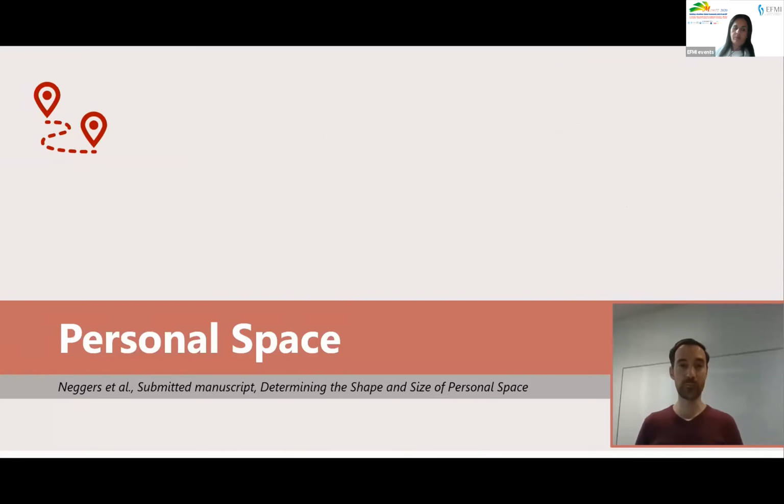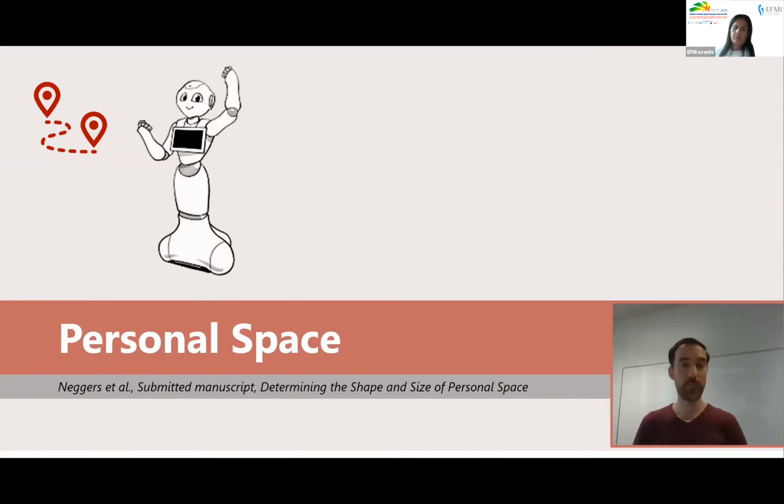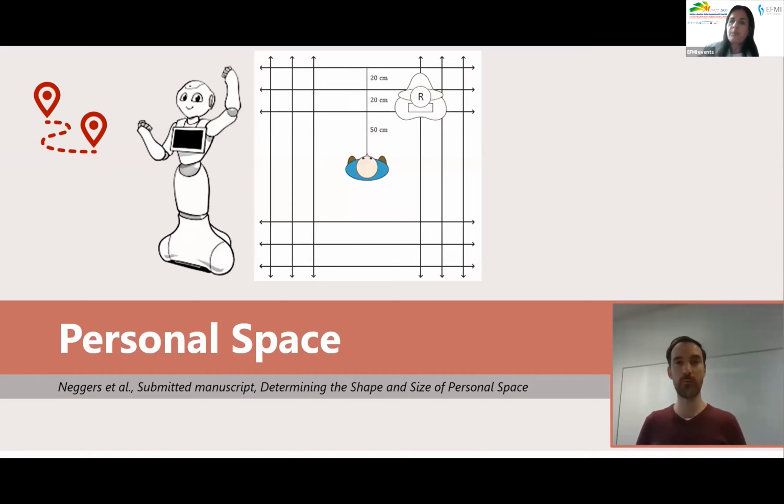For this, we created an experiment where we used a Pepper robot, and we programmed this Pepper robot to drive around a person at different distances. So the Pepper robot was passing a person who was standing in the middle of the room on their front, on their back, on their left and on their right, in different directions. So going from front to back and from back to front, and from right to left and from left to right, at different distances. And after each passing behavior of the robot, we asked the person to indicate how comfortable they felt with this specific trial.